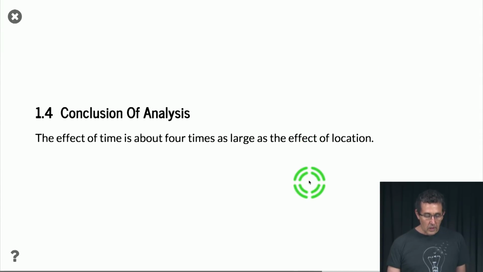So what we found is the effect of time is about 4 times as large as the effect of location in terms of the time that the snow season occurs. Is it early or is it late?